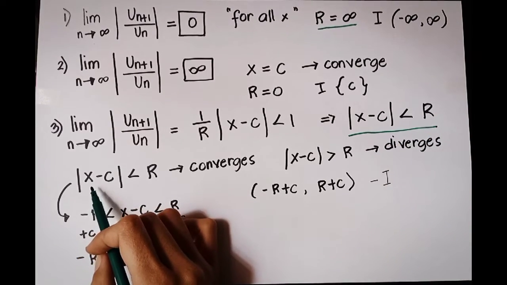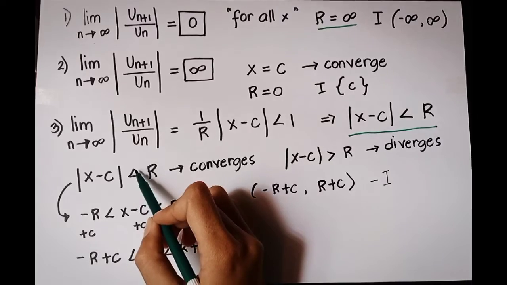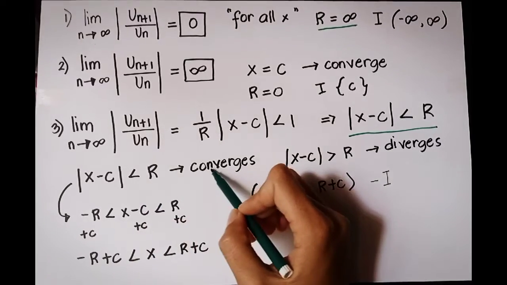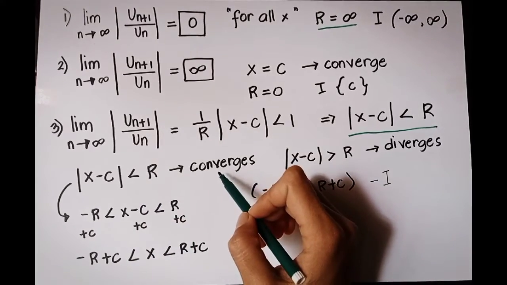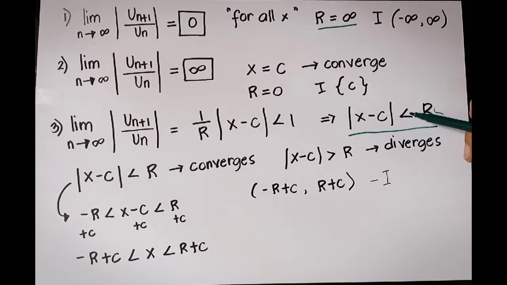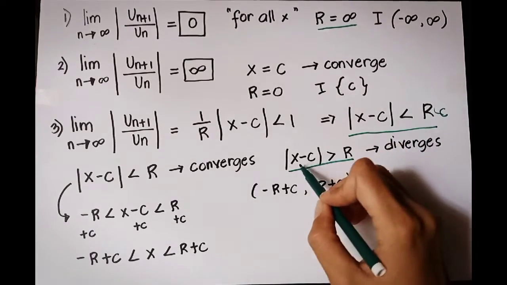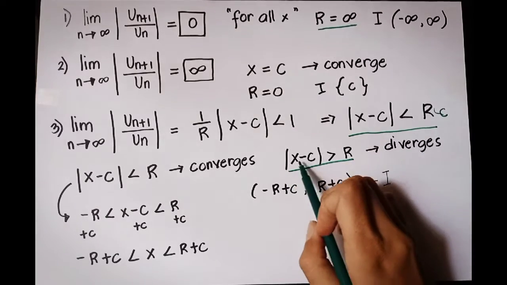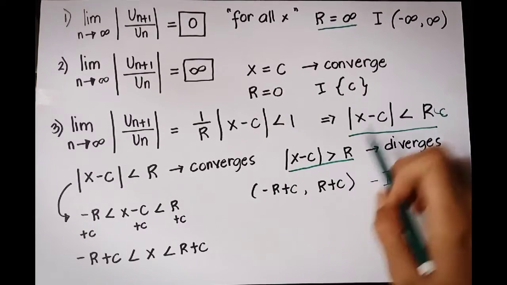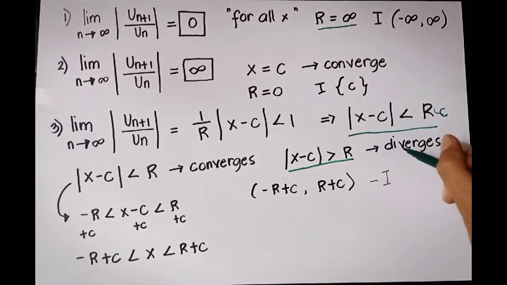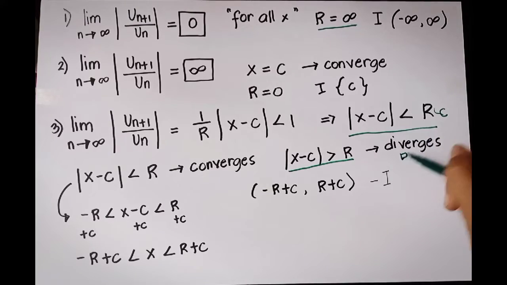As the absolute value of x minus c less than r, the series converges. So in this expression, if the absolute value is less than the radius of convergence, then it converges. And if the absolute value of x minus c is greater than the radius of convergence, then it diverges.